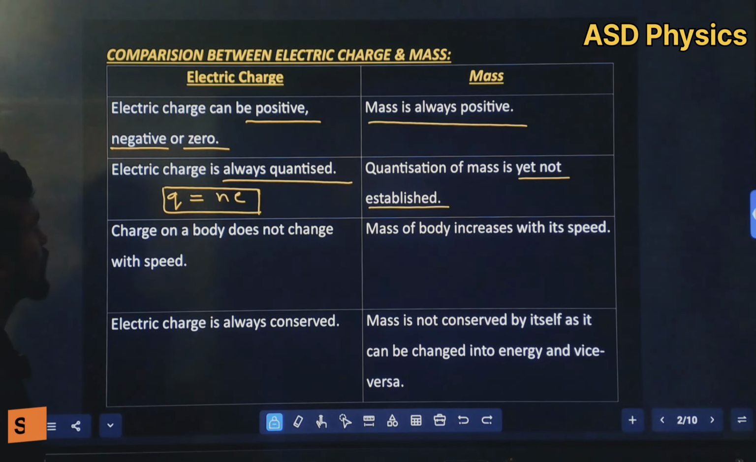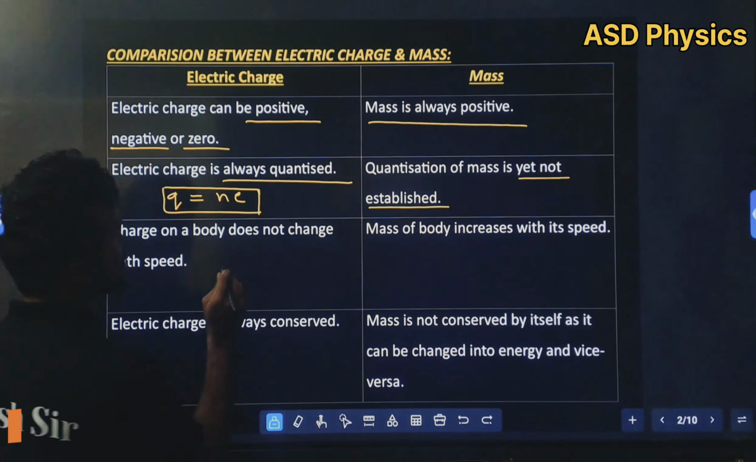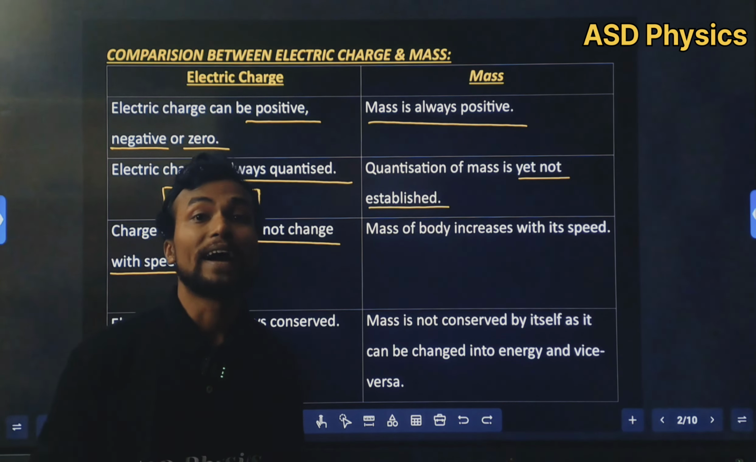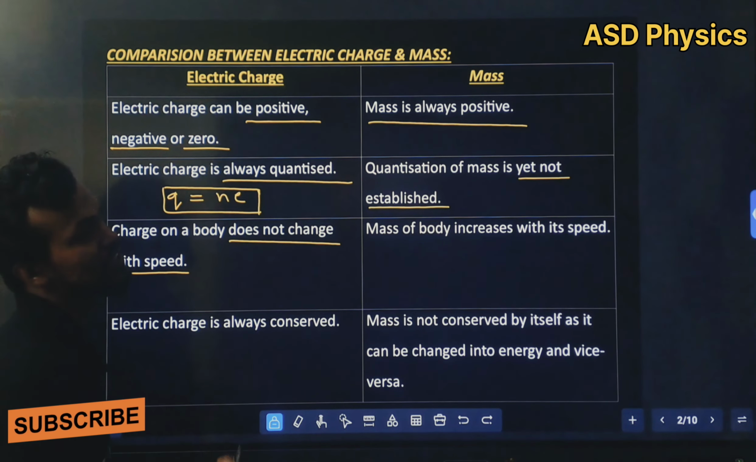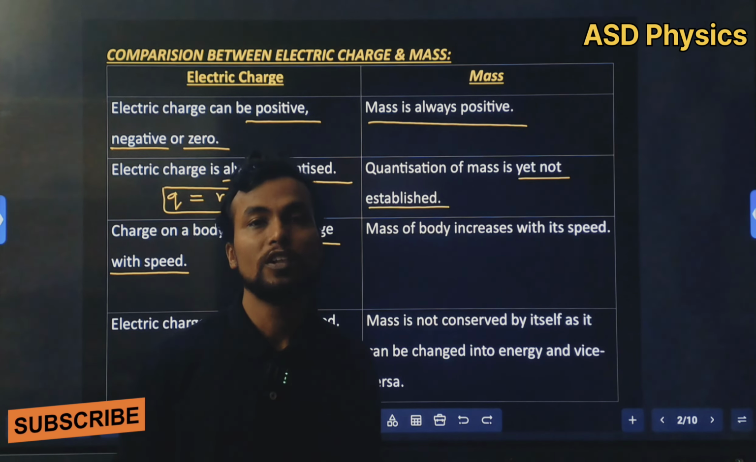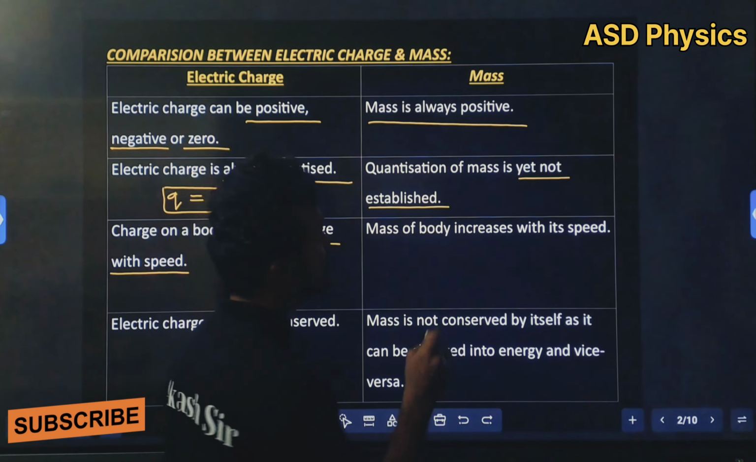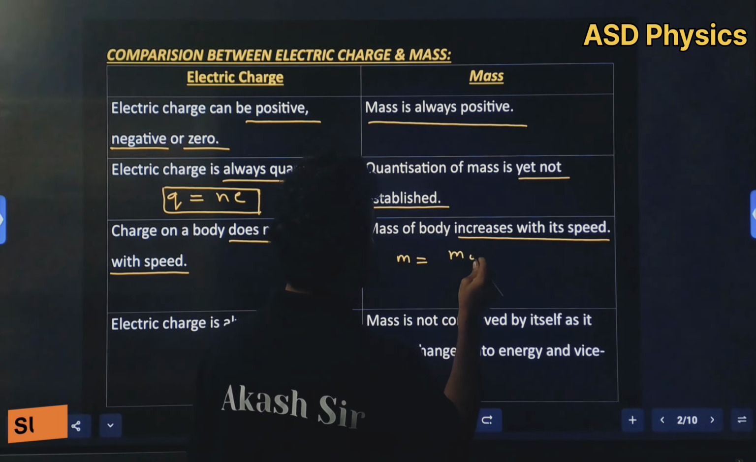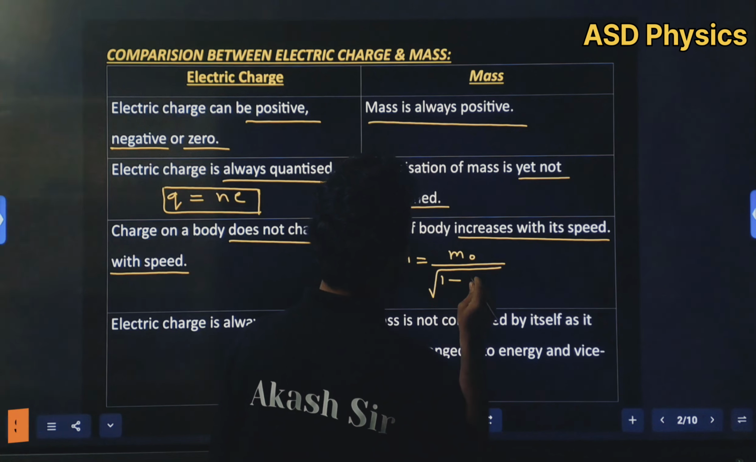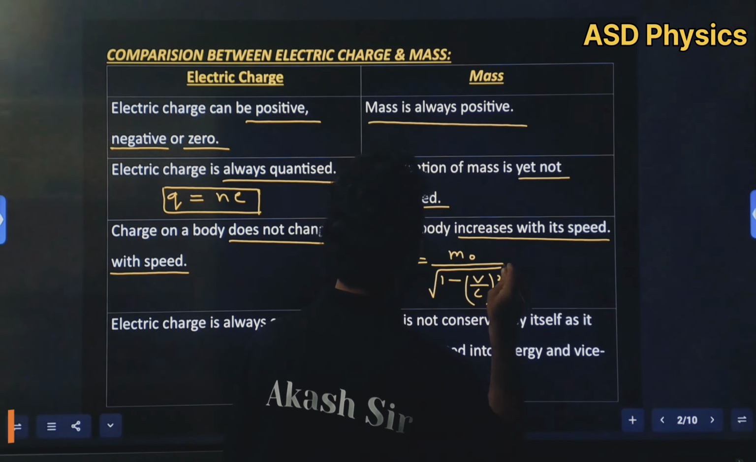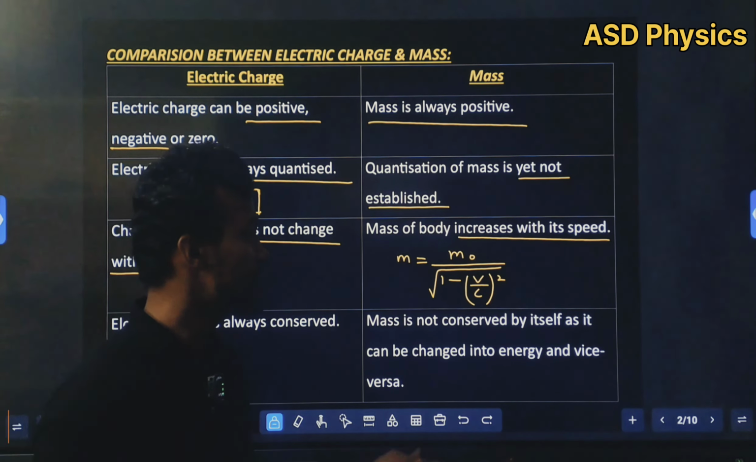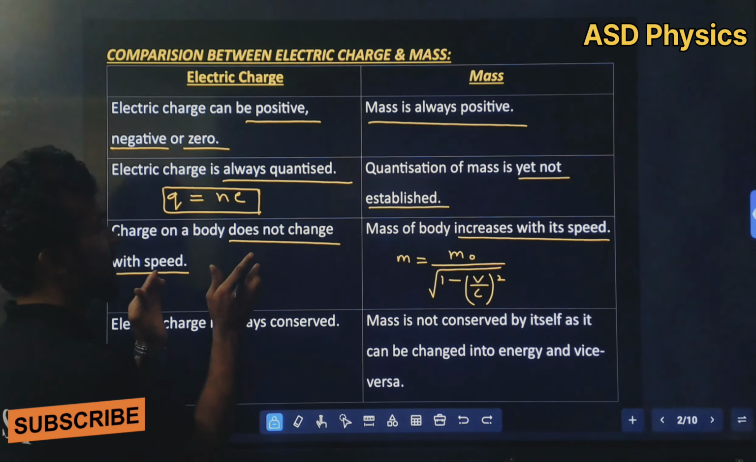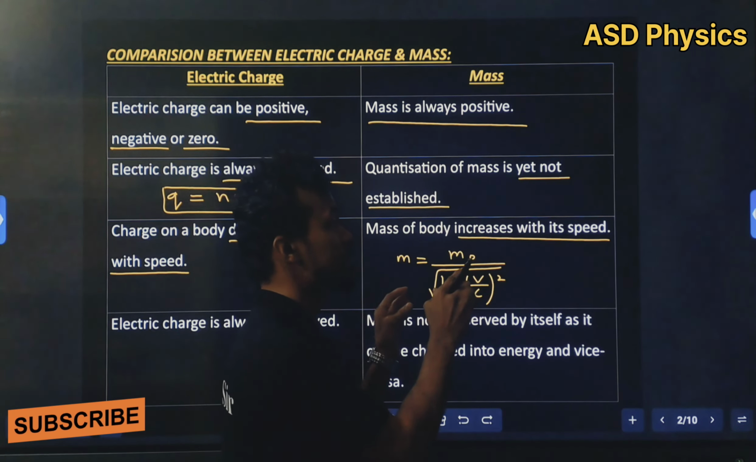Next one, third point: the charge on a body does not change with the speed. That is called invariant. The charge is invariant, that means whatever is the speed of the charge, its value will not change. Similarly, the mass of a body increases with speed. Maybe you know one formula: m equal to m naught divided by square root of 1 minus (v by c) whole square, where v is the speed of the mass, c is the speed of light, and m naught is the rest mass. So here what we understood, charge does not depend upon the speed, but the mass depends upon the speed.